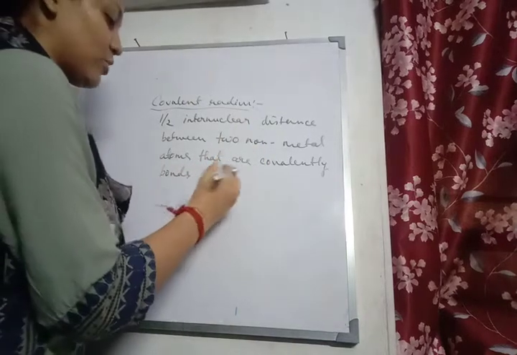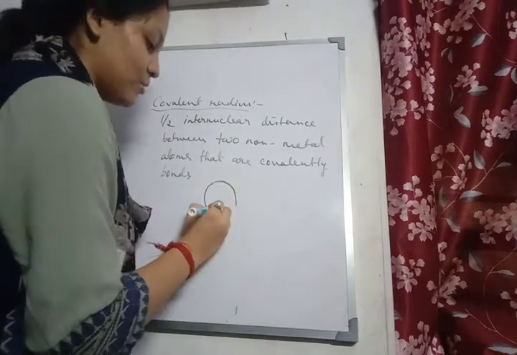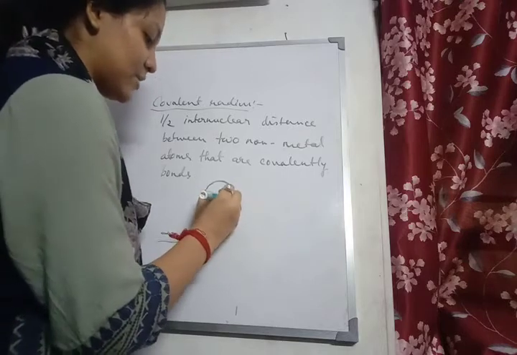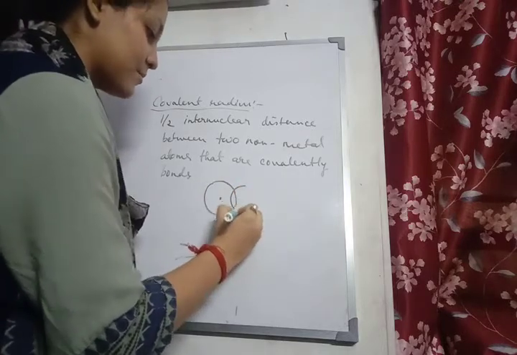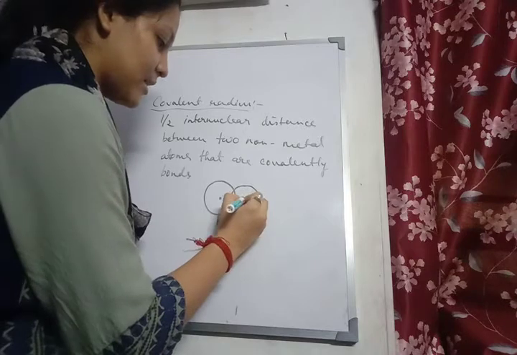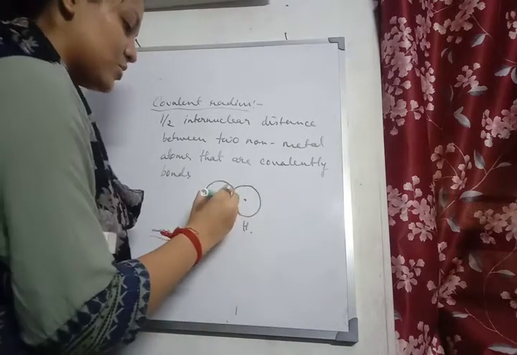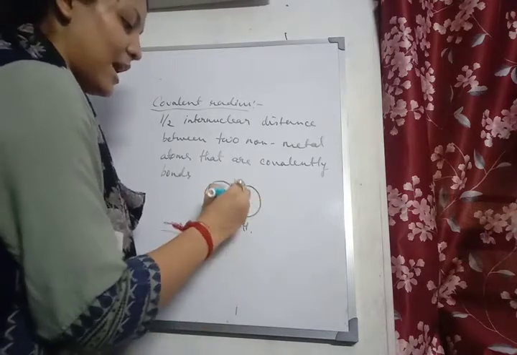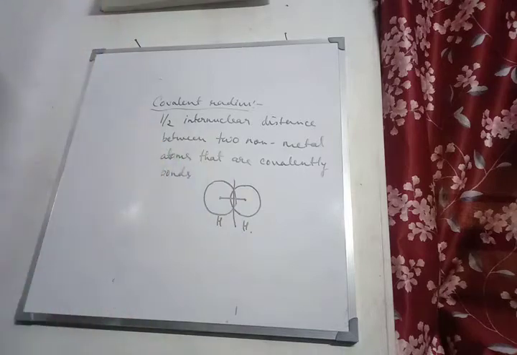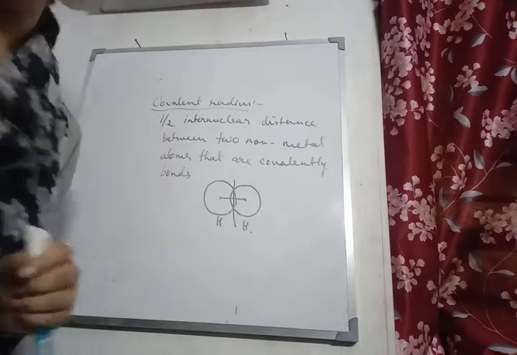For example, if I talk about the hydrogen molecule, this is a hydrogen atom, this is its nucleus, this is another hydrogen atom. So this is my internuclear distance. Half of this will be my covalent radius. This is what your covalent radius is.